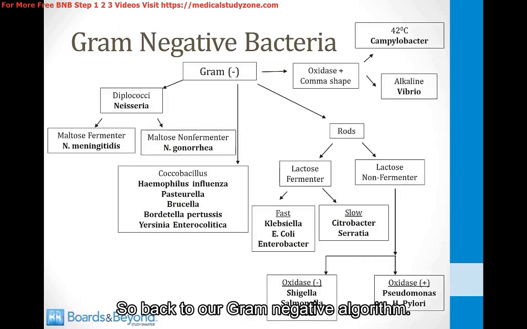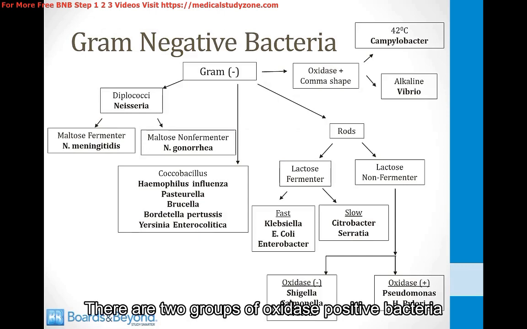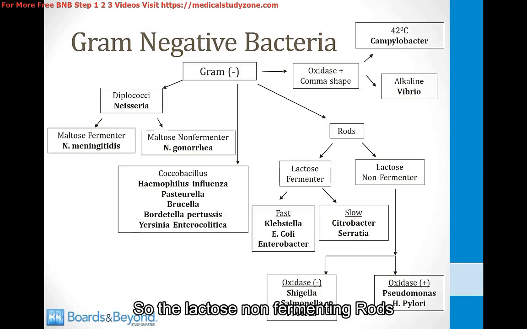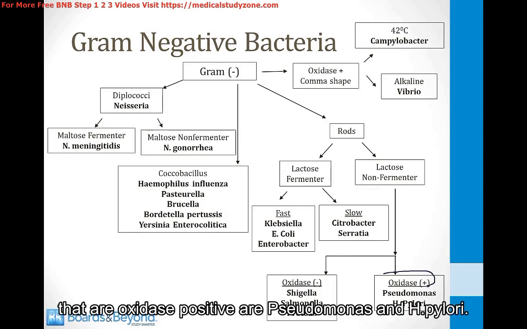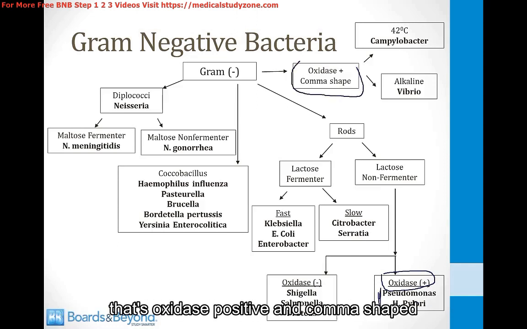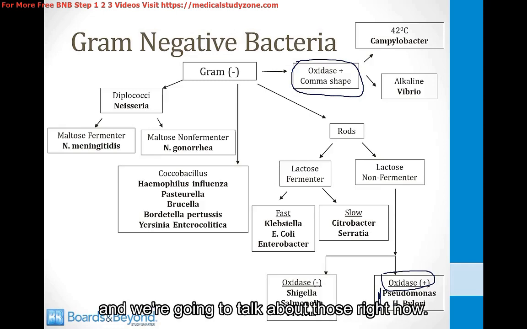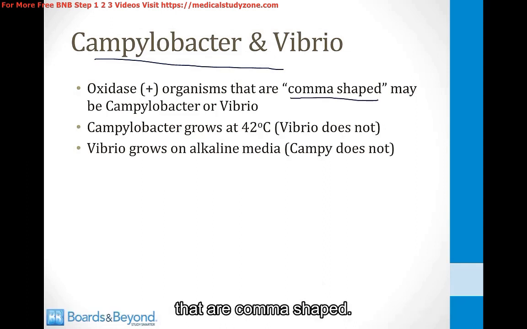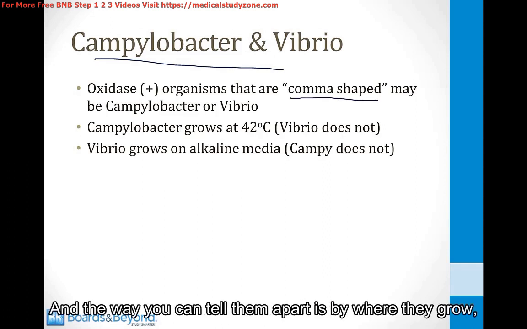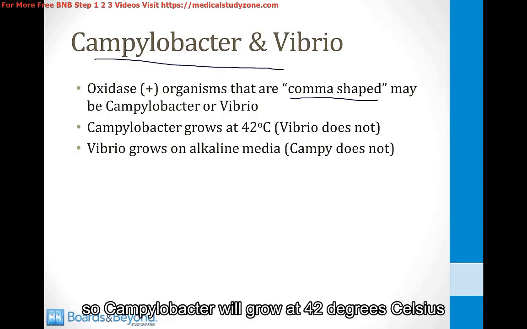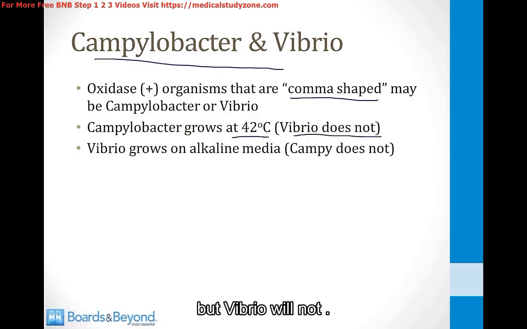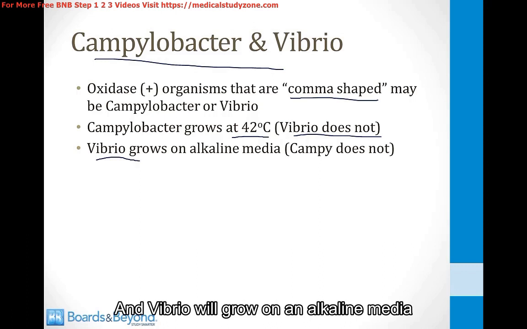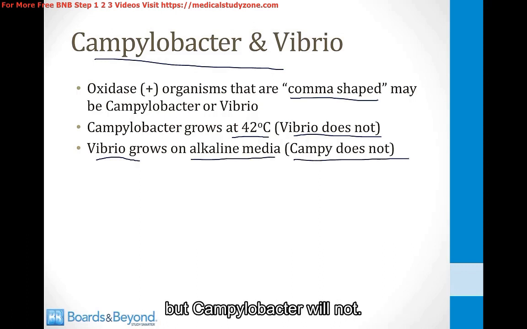So back to our gram-negative algorithm, there are two groups of oxidase-positive bacteria you should know about. So the lactose non-fermenting rods that are oxidase-positive are Pseudomonas and H. pylori. But we also have this group up here that's oxidase-positive and comma-shaped, and we're going to talk about those right now. So Campylobacter and Vibrio are oxidase-positive organisms that are comma-shaped, and the way you can tell them apart is by where they grow. So Campylobacter will grow at 42 degrees Celsius, but Vibrio will not. And Vibrio will grow on an alkaline media, but Campylobacter will not.